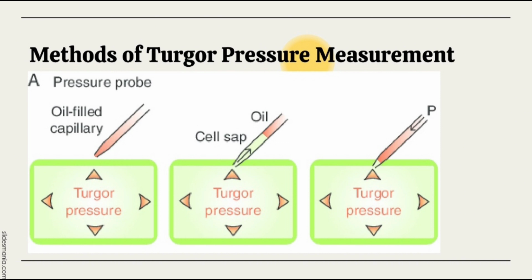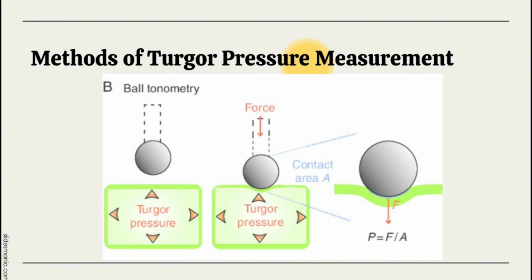So the next method is ball tonometry. To measure using ball tonometry, gently press the tonometer against the plant cell. Measure how much force is applied and divide it by the contact area of the ball and the plant cell to get the pressure.